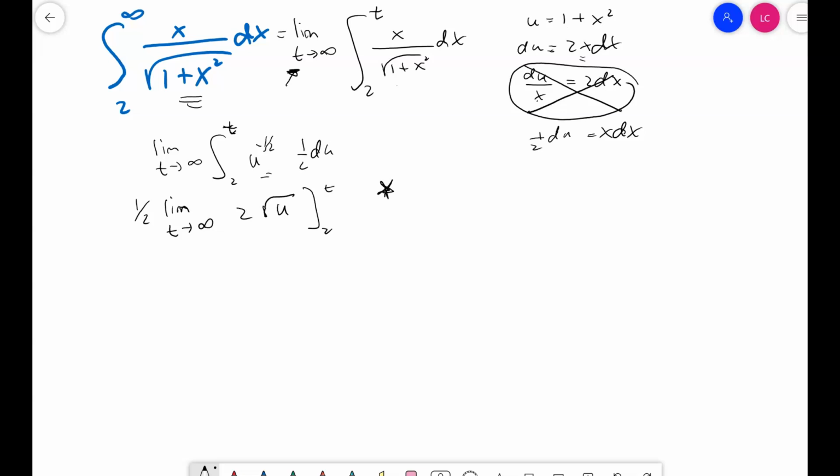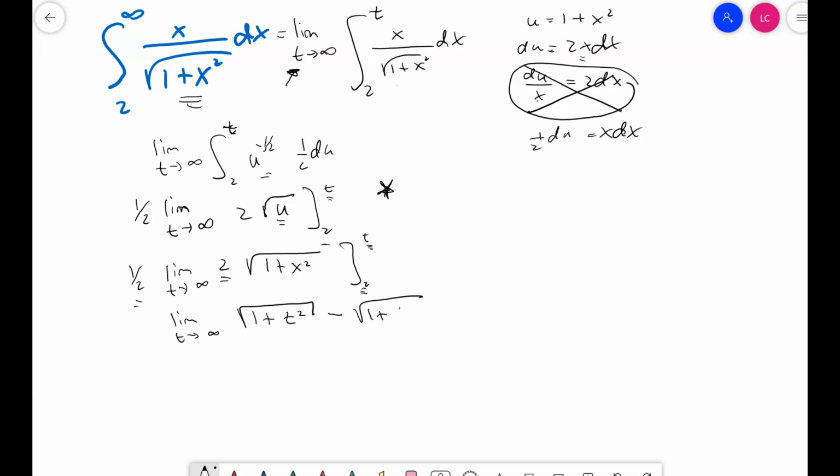Remember, big ugly star here, put the x's back in before you put these limits of integration back in. So 1/2, limit as t goes to infinity, 2. So I have square root of 1 plus x squared. Okay, so now I'm going to plug in. So that's the t and the 2. So this 2 and 1/2 go away, so I'm left with this. So I have the square root of, okay, this is where a lot of people made a mistake. I need to see you put the t in. So I get 1 plus t squared, subtract, then put the 2 in, 1 plus 4.